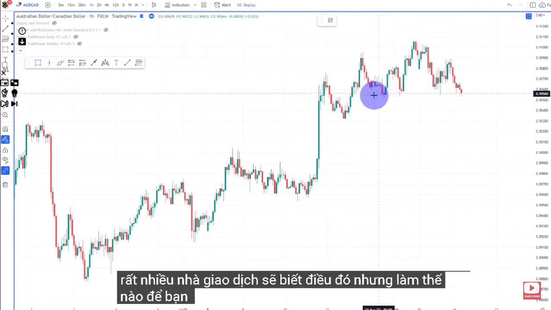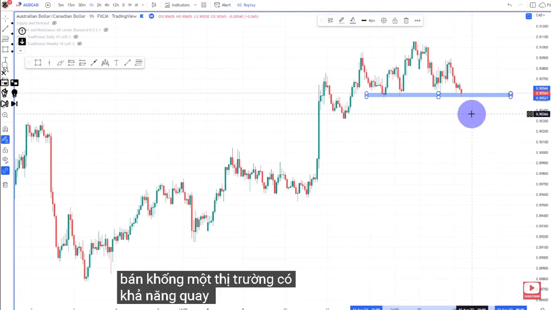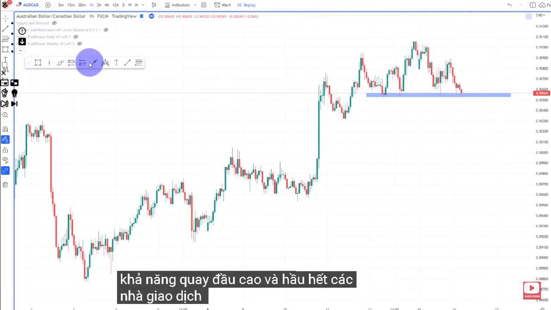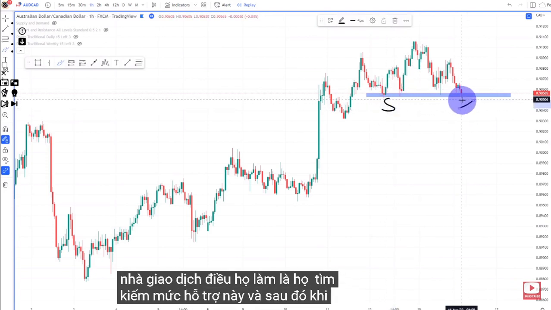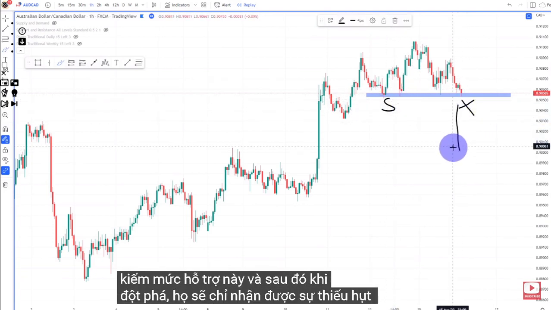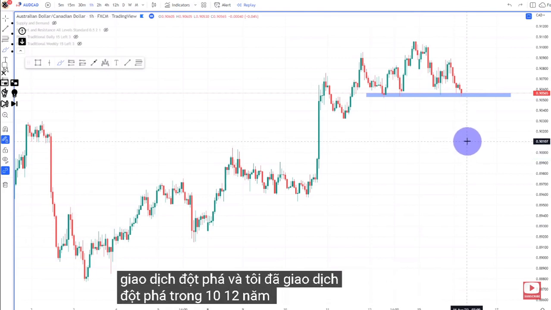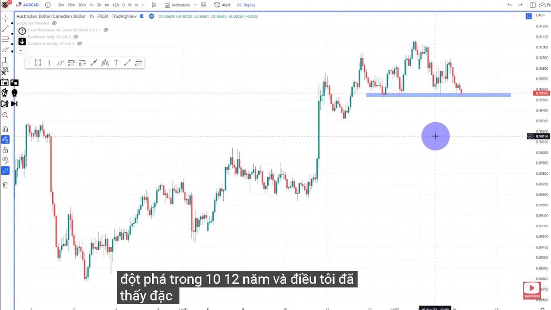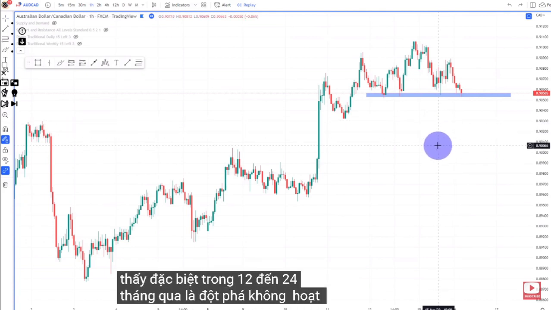But how do you get into the trade? How do you short a market that has a high likelihood to turn around? Most traders look for this support level, and then on the breakout, they will just get short in a breakout trade. I've been trading breakouts for 10, 12 years, and what I've seen, especially over the last 12 to 24 months, is that breakouts don't work as well anymore.